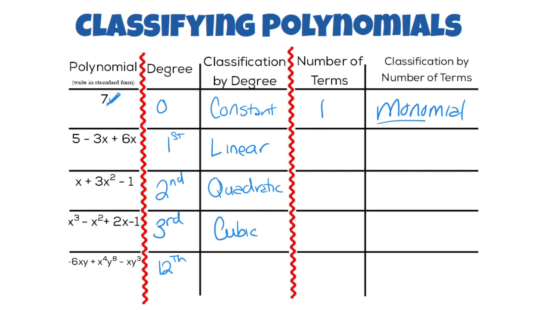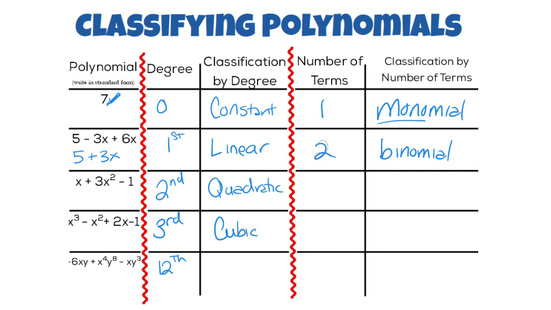Now this next one can be sneaky because it looks like there are 3 terms, but remember that these 2 terms were like terms. They actually would combine, and that's why I gave us a little bit of extra space. This would actually combine to a 5 plus 3x. And so it's really only two terms. The prefix for two would be bi. So two terms is a binomial.